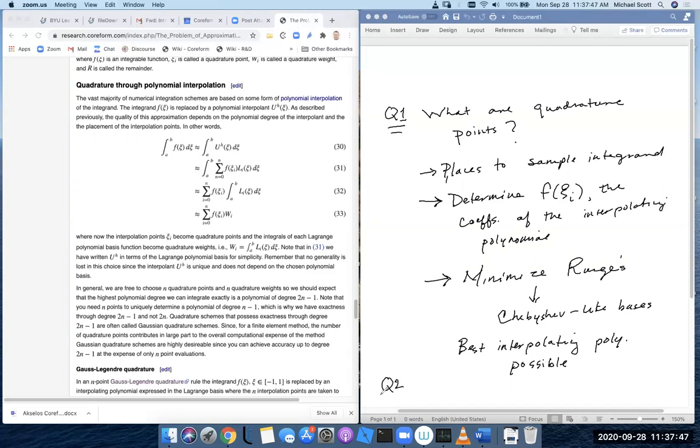So question 2 is then, what are the weights? This one really is pretty easy. We already went through this, so maybe I'll just answer this one. It's just the area under, and we're really talking about Gaussian quadrature here, the area under the Lagrange polynomials, the Lagrange basis.